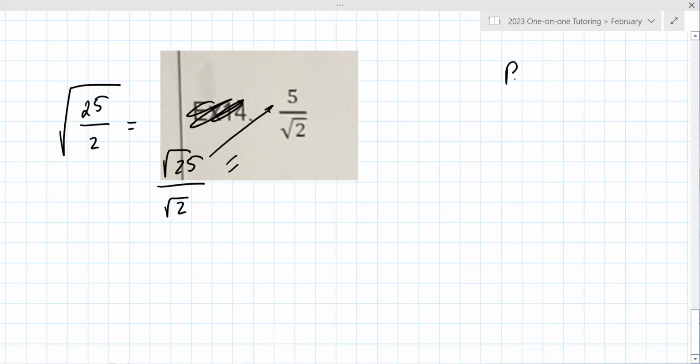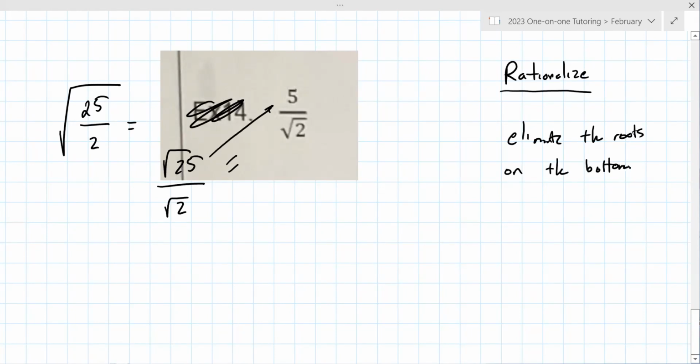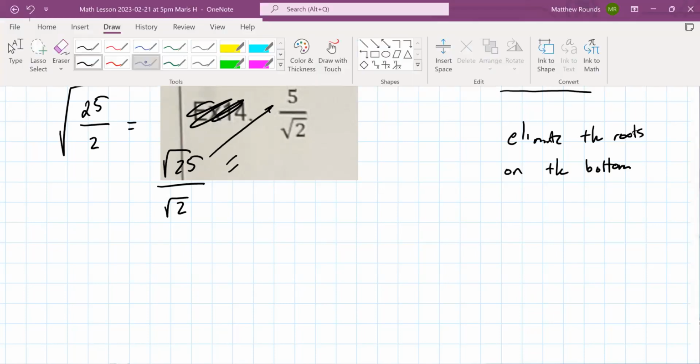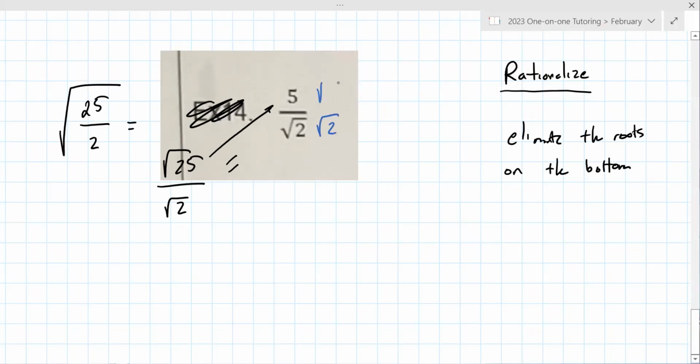Now, this new word that you're about to see is called rationalize. And that means to eliminate the roots on the bottom. Okay, and you're probably wondering how to do that. So you do that by multiplying the top and bottom by the same square root.